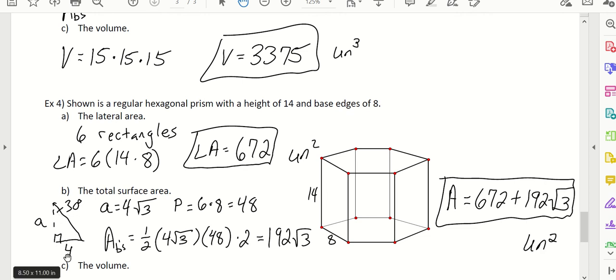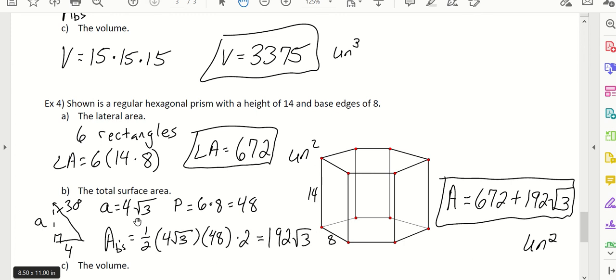Not only that, but it's going to bisect the side of the hexagon. Well, we said the side was 8, right? So half of 8 is 4. So we have this 30, 60, 90 right triangle that is caused by half the side, the apothem, and half of the central angle. So we know that half the side is 4. So the apothem is going to be 4 root 3. Our apothem is 4 root 3.